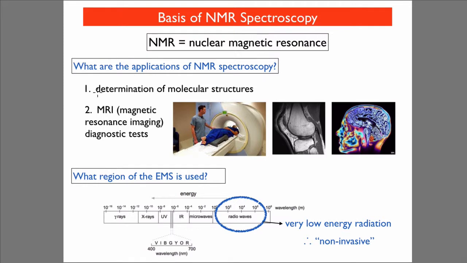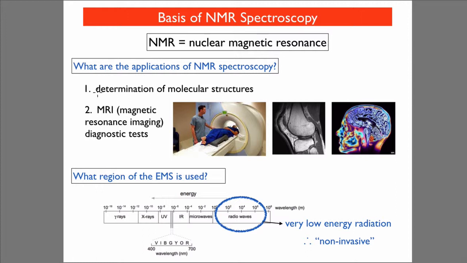The basis of NMR spectroscopy. NMR stands for nuclear magnetic resonance, and the applications are, first, you can determine molecular structures using NMR, and also MRI, magnetic resonance imaging, is the same thing. They called it MRI instead of NMR because they thought nuclear would scare off medical patients. That's why it's called magnetic resonance imaging instead of NMR.